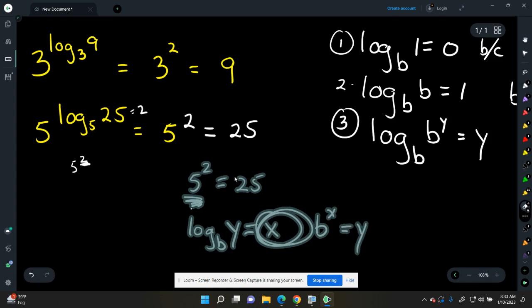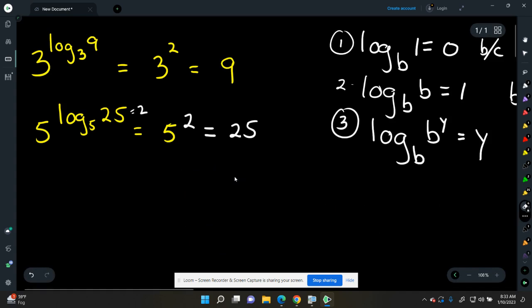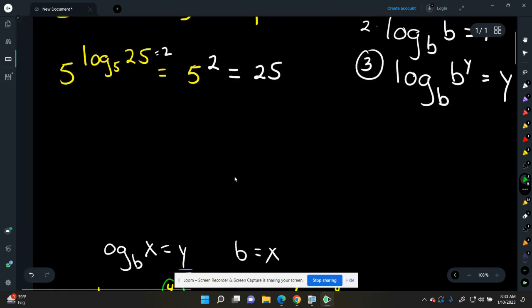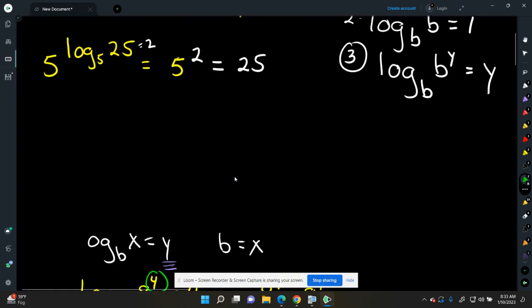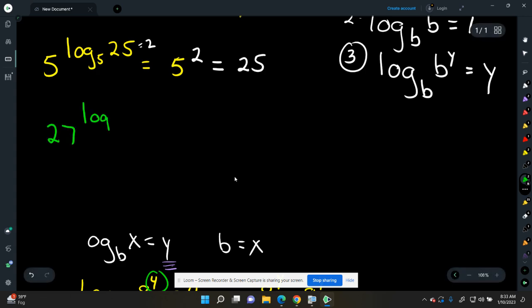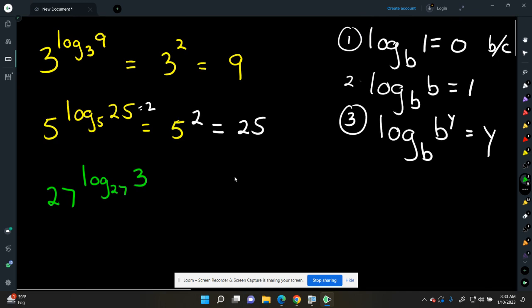Okay, let's do another one. Remember, when you justify your answer, that's how we phrase it, we're using the definition or the properties. So if I have 27 to the log base 27 of 3, based on the previous examples, what's that going to equal?